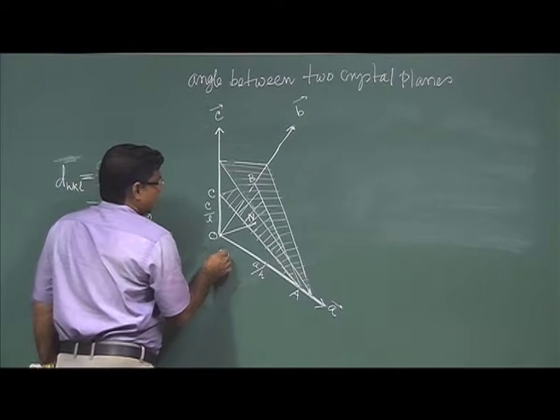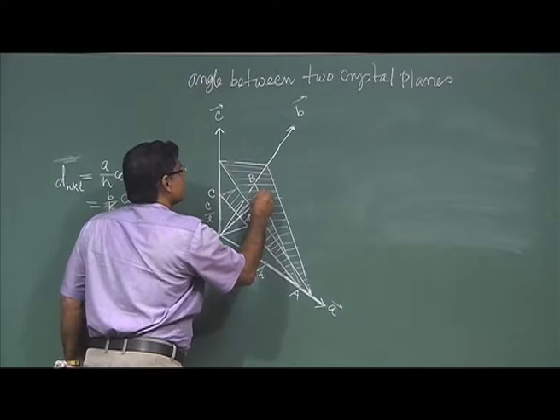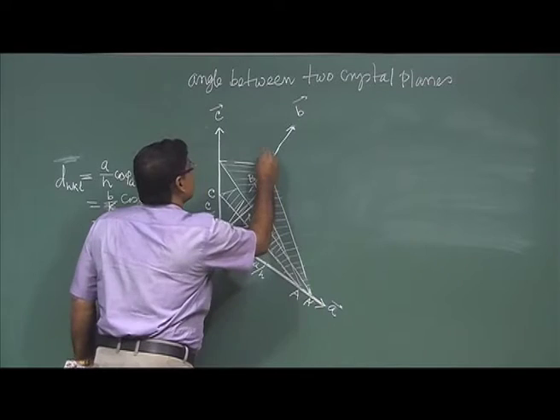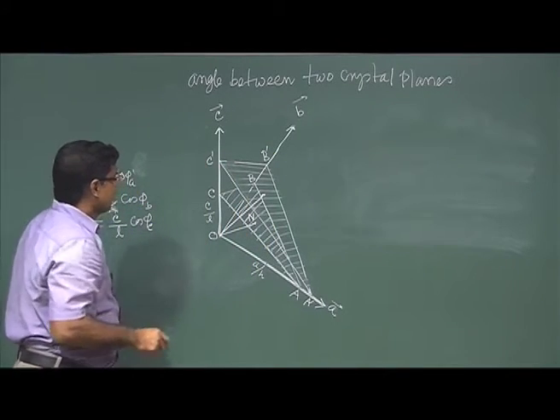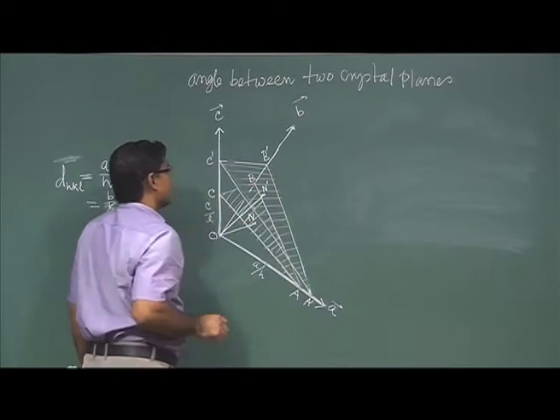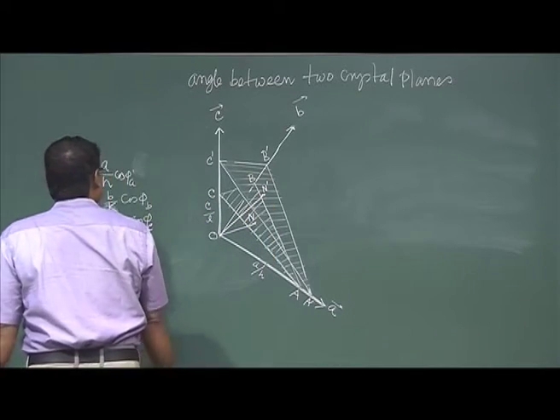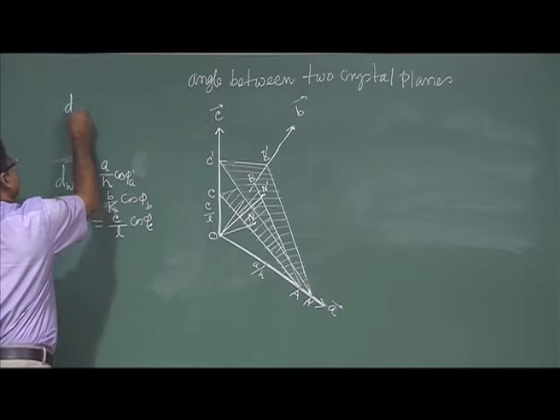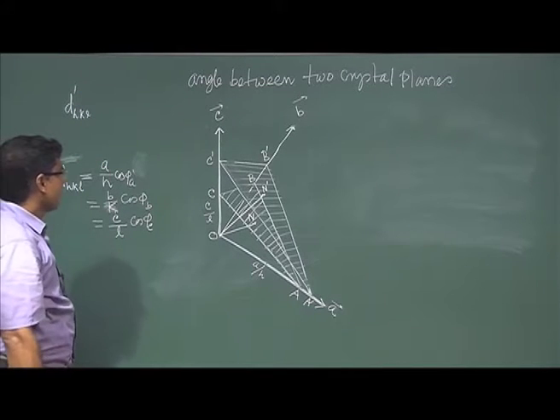So, another normal on the other plane. This is, say, the A dash, B dash, C dash plane. The normal to that plane is N dash. So, the planar spacing is, say, D H K L dash, okay.